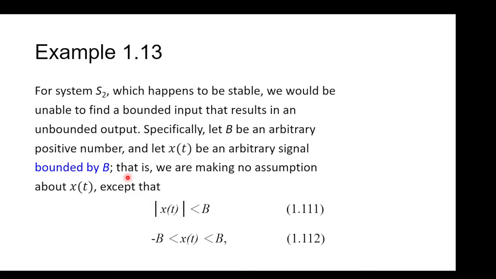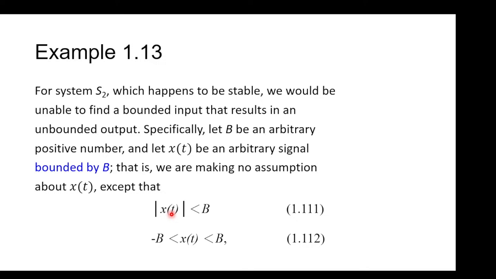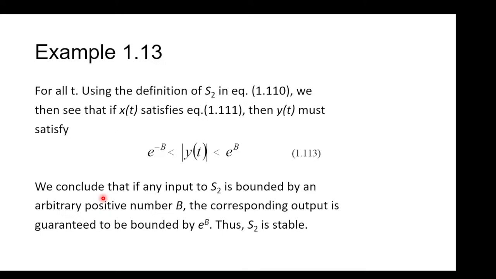So let's say our x of t is bounded by some b, and then you can show y of t, you can just bound it by e to the b. Because if the absolute value of x of t is less than b, then x of t is between minus b and b. And you can just plug in the formula and see that e to the x of t is between e to the minus b and e to the b. And so our output is bounded by e to the b. E to the b can be a large number, but it's a bounded number, so this is actually stable. Okay. And so from this example, you can see how you answer the stability question.